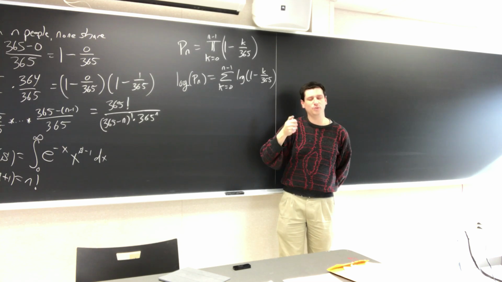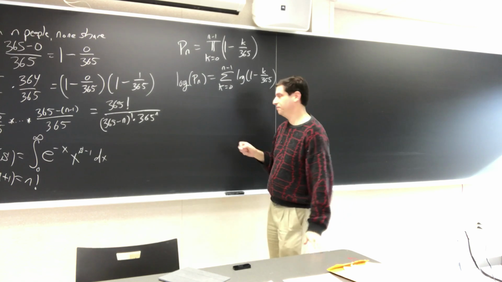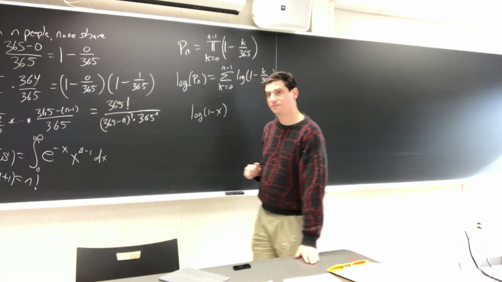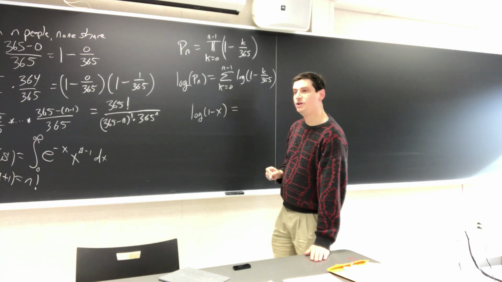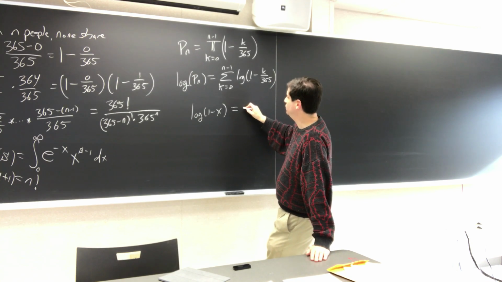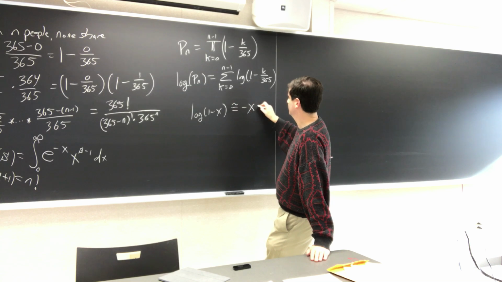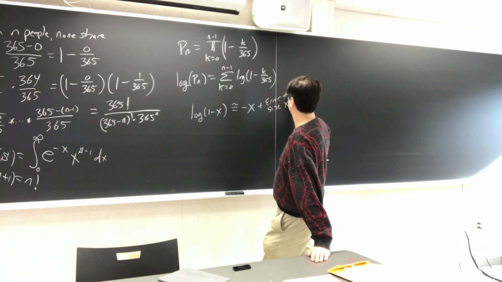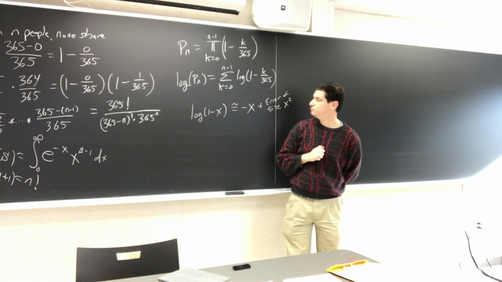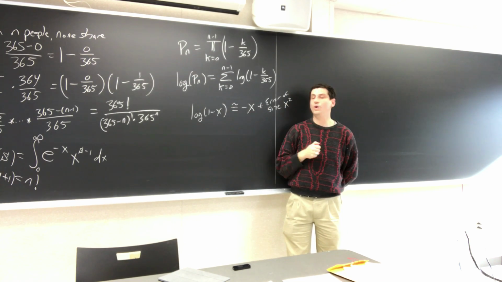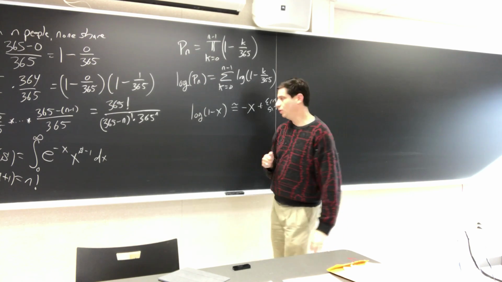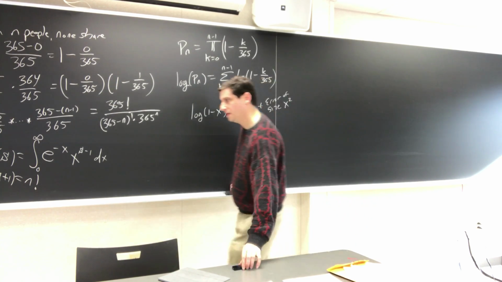Well, the log of 1 minus k over 365. Let me approximate it with the tangent line. So the log of 1 minus x, if you try to approximate it, you get negative x plus an error of size x squared. So if x is really small, the log of 1 minus x is approximately negative x. How do we do this? Well, we want to draw the tangent line. So let me come all the way down over here.